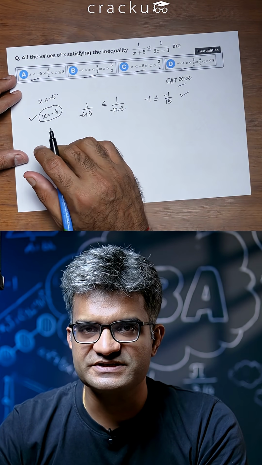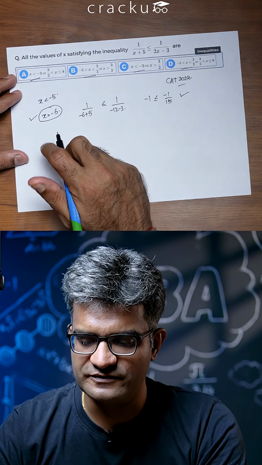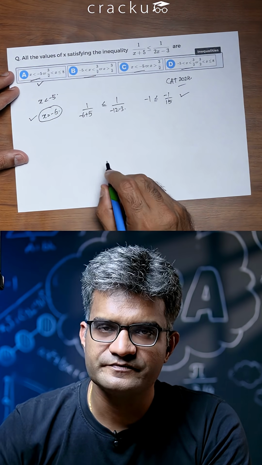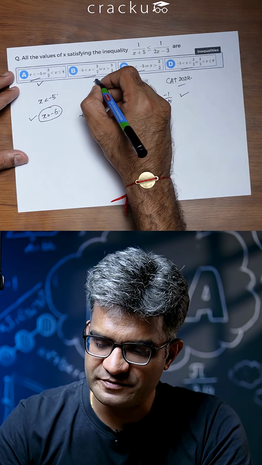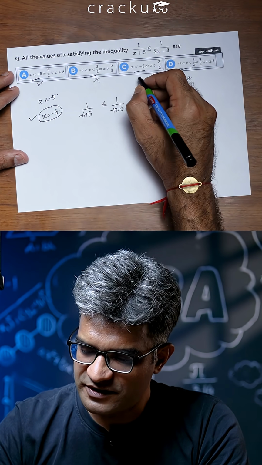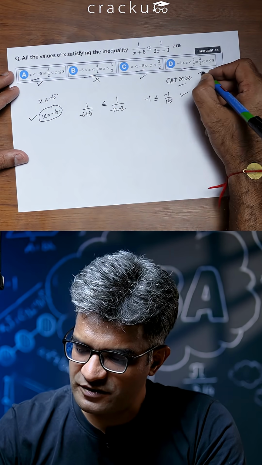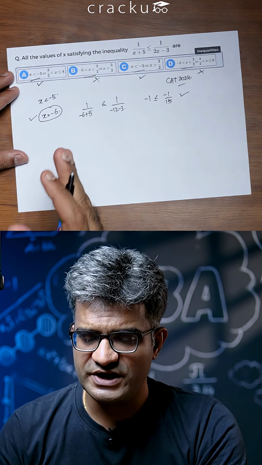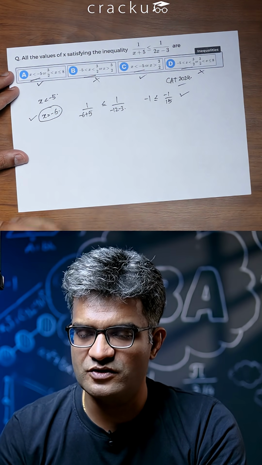So x is equal to minus 6, out of which of the options is it part of? It is part of option A. It is not part of option B. It is part of option C. It is not part of option D. So the correct answer has to be either option A or option C.